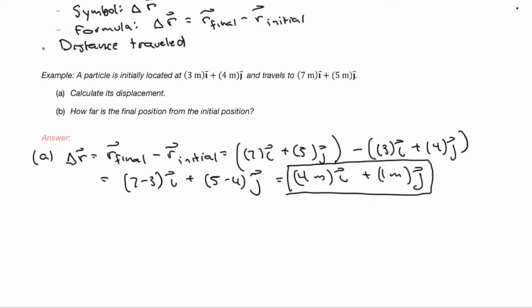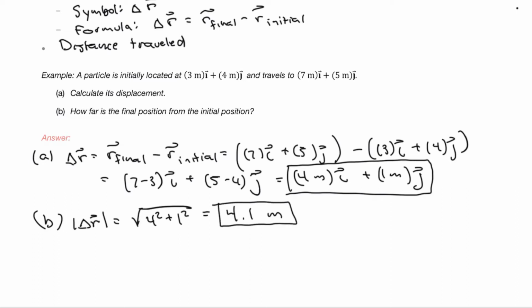And as I said, many of the questions will be taking the components and trying to answer it into a real-world problem. Whereas calculating its displacement is not something you very often hear, you might hear somebody ask how far is the final position from the initial position as in part B. And to do this, what we're really being asked is to find the magnitude of this displacement. And to find the magnitude, we simply use the Pythagorean theorem, in this case the square root of 4 squared plus 1 squared, and that tells us that our final position is 4.1 meters away from our initial position.